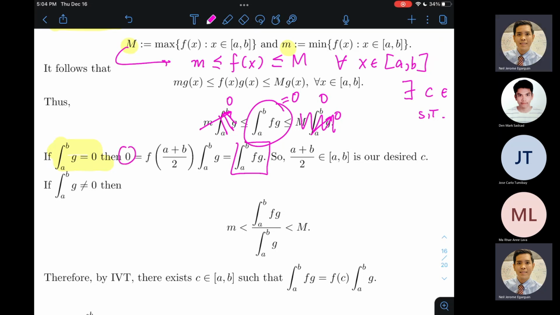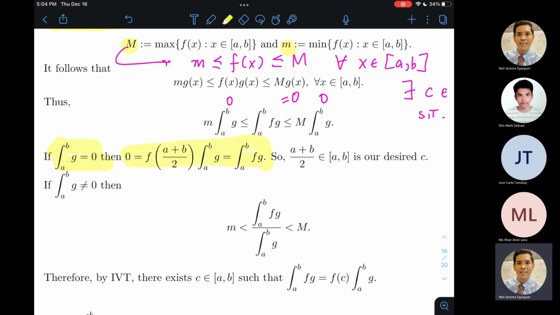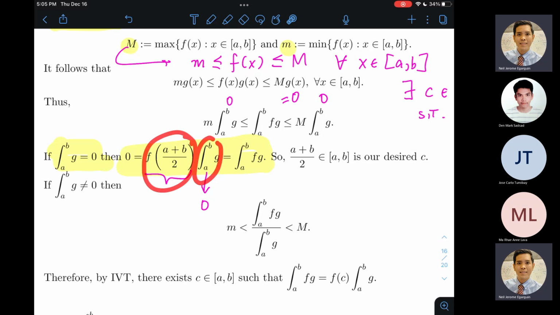Okay. Tapos si integral ni g ay equal din kay 0. So ibig sabihin, totoo itong equation na to. Itong mahabang equation na i-highlight ko. Okay? Kasi ito ay 0. Alright? Mag-multiply ako sa kanya ng kahit anong number. For instance, I multiply it by f of a plus b over 2. Then, since this equation is true, f of c times the integral is equal to the integral of the product, so the desired c can be taken to be a plus b over 2.